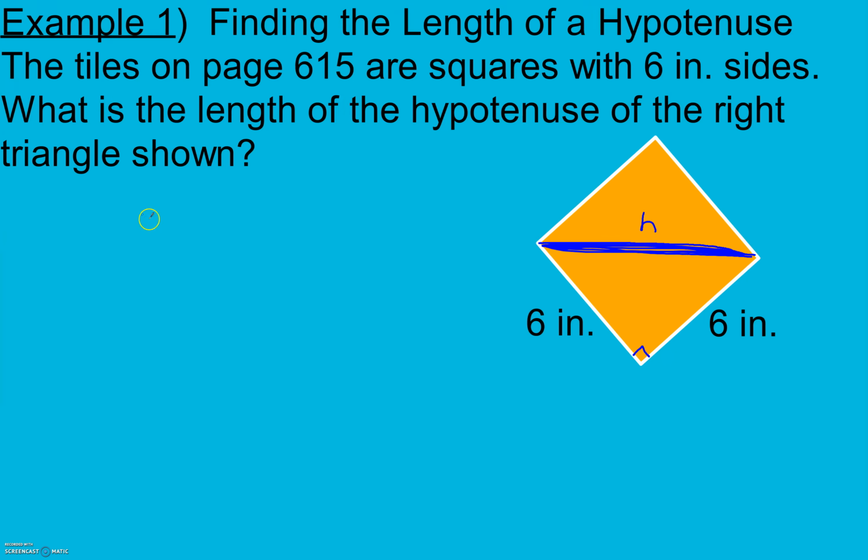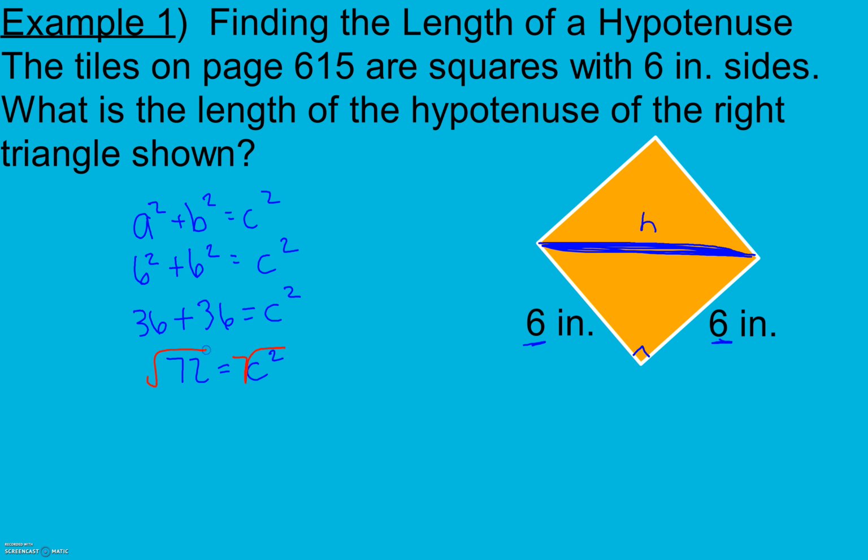In order to find that, we're going to use the Pythagorean theorem because we know two sides of our triangle, 6 and 6, and we're looking for the third. So my legs are my a and my b. 6 squared is 36. 6 squared is 36. Add them together, we get 72 equals c squared. Now, to get rid of something squared, as we've talked about before, we take the square root of both sides.